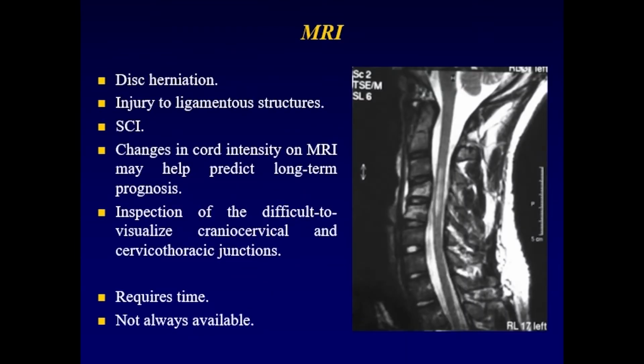MRI is also very important. It can show associated disc herniations, injury to ligamentous structures, spinal cord injuries, and changes in the cord intensity on MRI may help predict long-term prognosis. On the other hand, MRI requires time and is not always available in every institute.